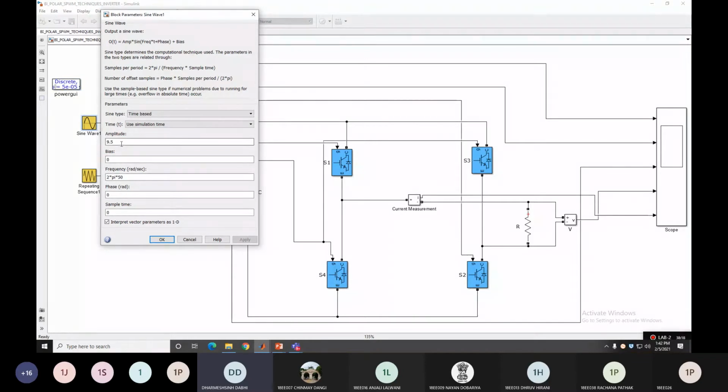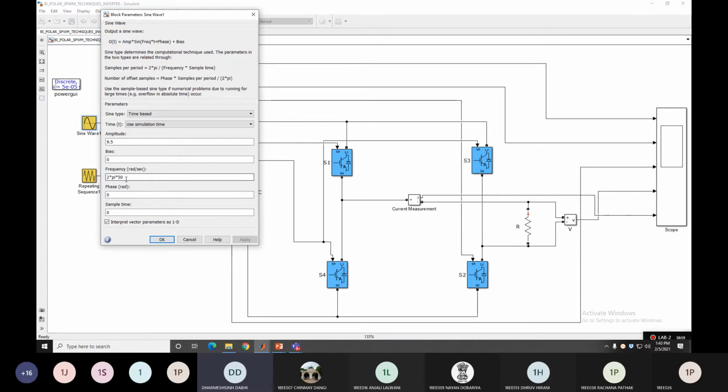Here I set the amplitude to 9.5. It means the peak amplitude of my sine wave is 9.5. And the frequency is written in radians per second, not directly in hertz. So write 2 pi into frequency. Here we generate 50 hertz, so it is 2 pi into 50. And if you provide the phase as 0, it means your waveform starts from 0 degrees. You get the first positive cycle and then the negative cycle. That you can write in this sine block.